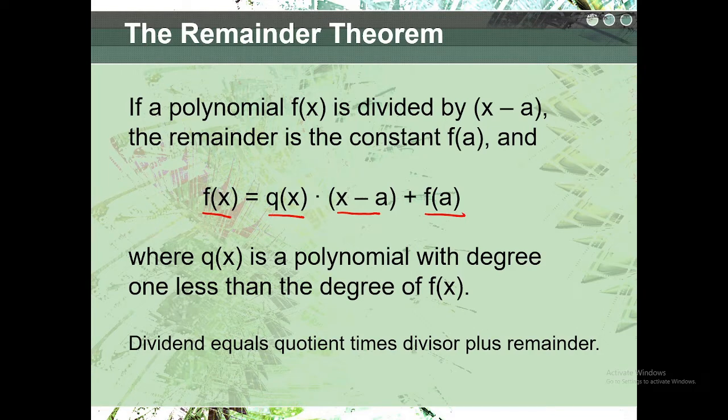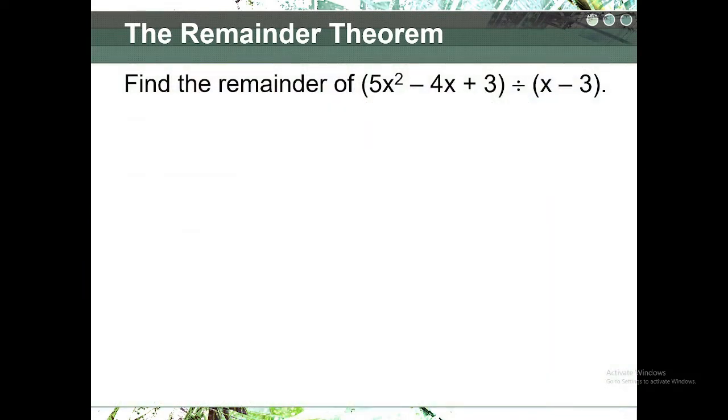Now, to further expound on this and to discuss it, let's have our first example. Let's get the remainder of 5x squared minus 4x plus 3 divided by x minus 3. So let's do this using synthetic division. Using synthetic division, we are given 5x squared minus 4x plus 3. And take note, these are our coefficients and the value of a.